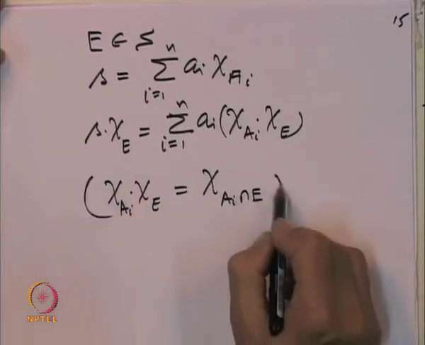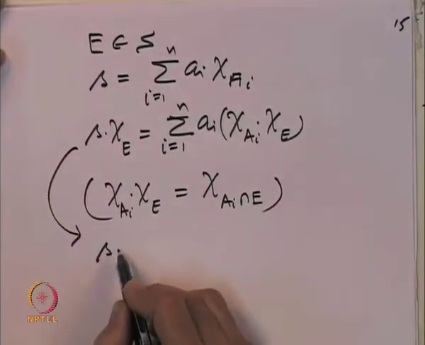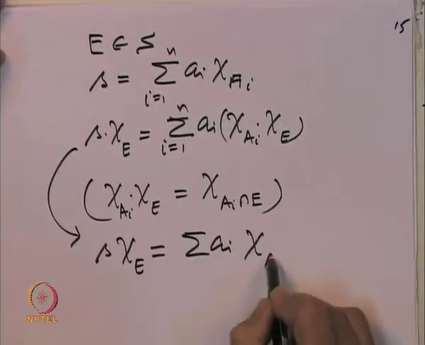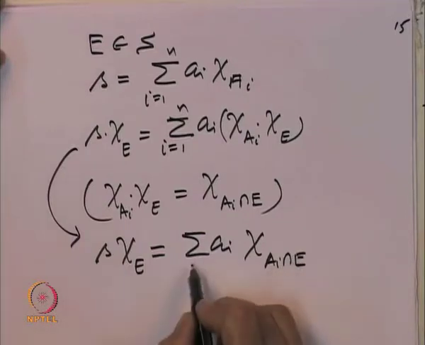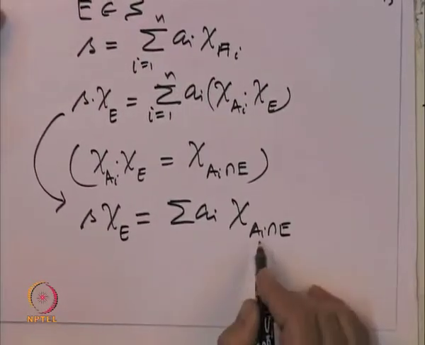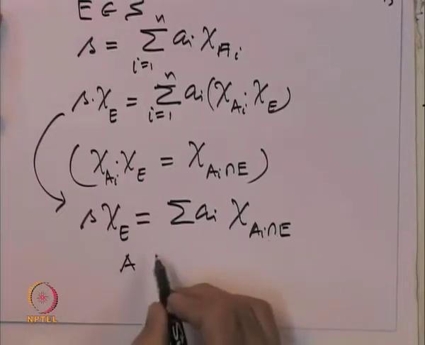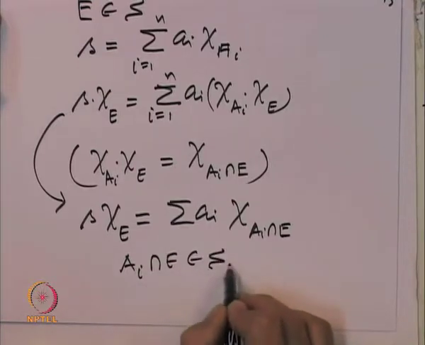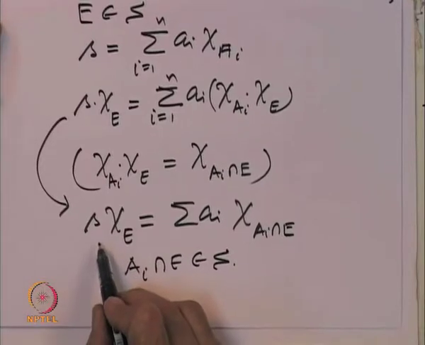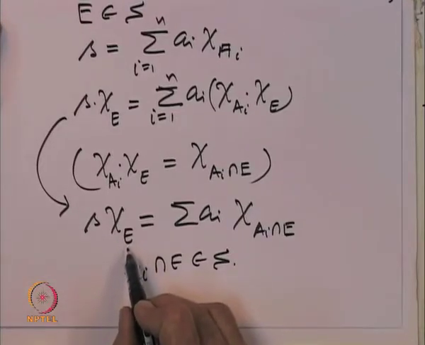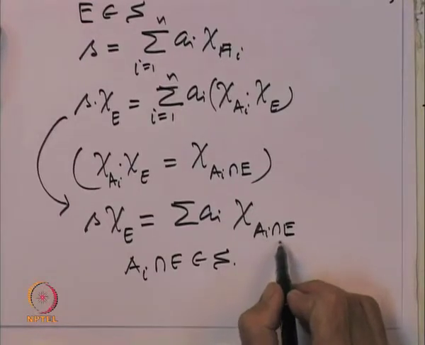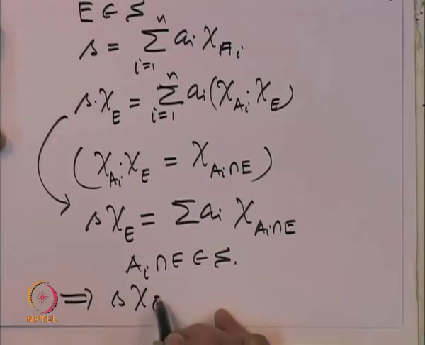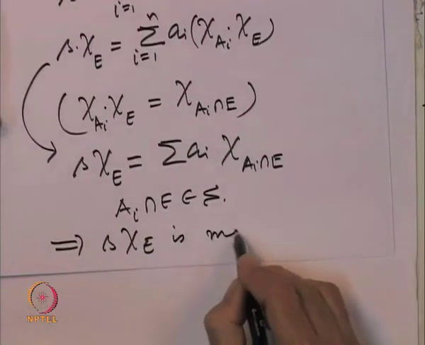So, if we use this, then the function S times the indicator function of E can be written as sigma A_i indicator function of A_i intersection E. So, it is again a linear combination of indicator functions of sets A_i intersection E, and since A_i belong to the sigma algebra and E belongs to the sigma algebra, this belongs to the sigma algebra. So, the function S multiplied by the indicator function is a linear combination of characteristic functions of sets which are in the sigma algebra. So, this implies S times the indicator function of E is measurable.